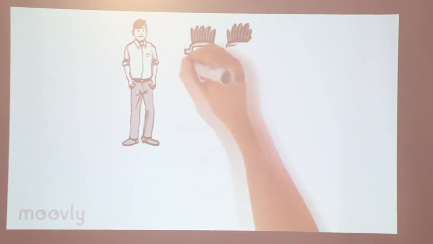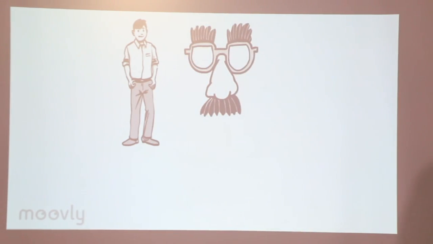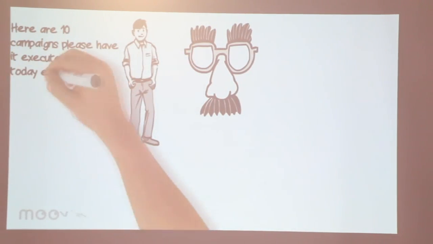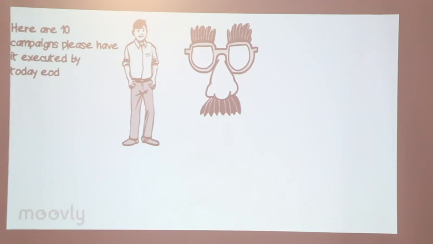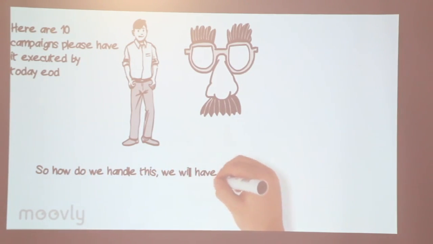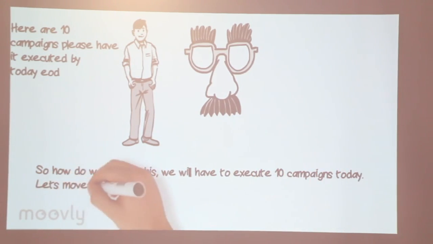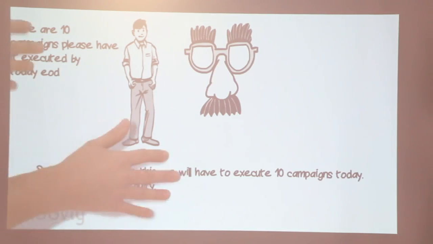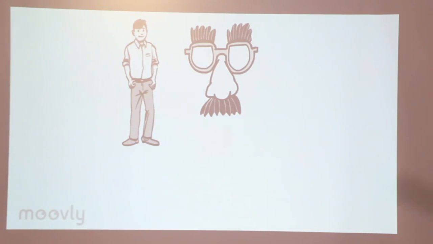They have a meeting and this poor guy comes to a CDM. He says, you have 10 campaigns, please get them executed by today EOD. It's unrealistic, right? So how do we handle this? We have to execute 10 campaigns today.